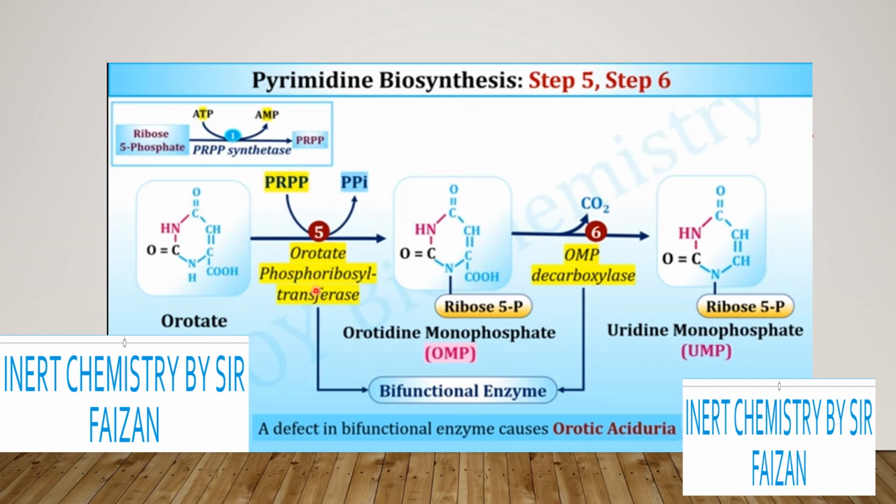These orotate phosphoribosyl transferase and OMP decarboxylase are the two domains of a single enzyme. So it is a bifunctional enzyme having two domains. Any defect in this bifunctional enzyme causes a disease called orotic aciduria, in which orotate level is high in the blood.